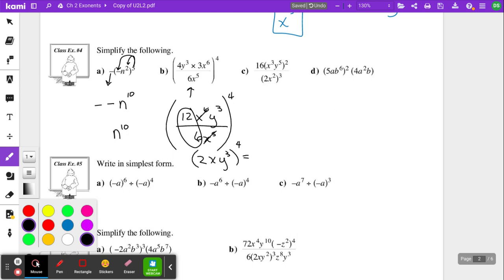Okay, and then I put the brackets down, and then I put the 4th on it because I still haven't dealt with that yet. Right? If you haven't dealt with it, write it down. Now I've got nothing left to do but apply that 4 to everything inside the bracket. So 2 to the 4 is 16. X to the 4. Y to the 3rd to the 4.